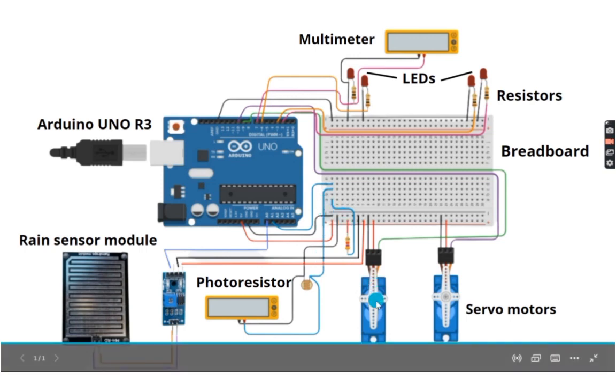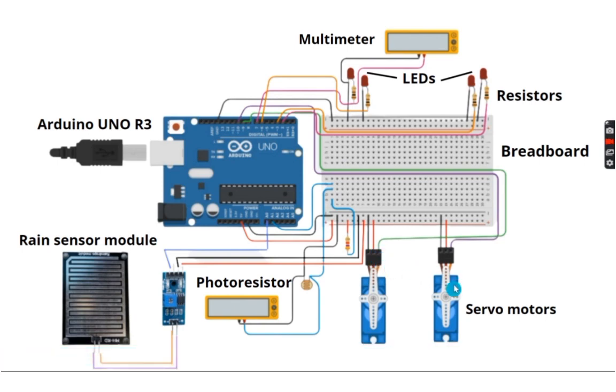One of the servo motors is connected to digital pin 9 and another one is connected to digital pin 10, and the other 2 connections are of the ground wire and of the 5-volt supply. Then talking about the LEDs, the upper lights are connected to digital pins 7 and 2, and the dipper lights are connected to digital pins 6 and 3.